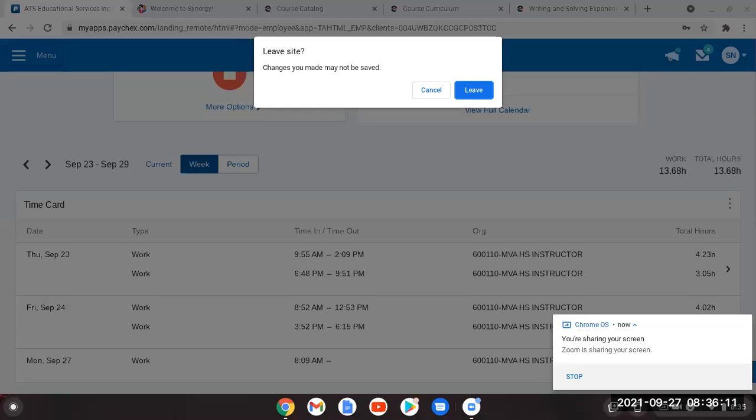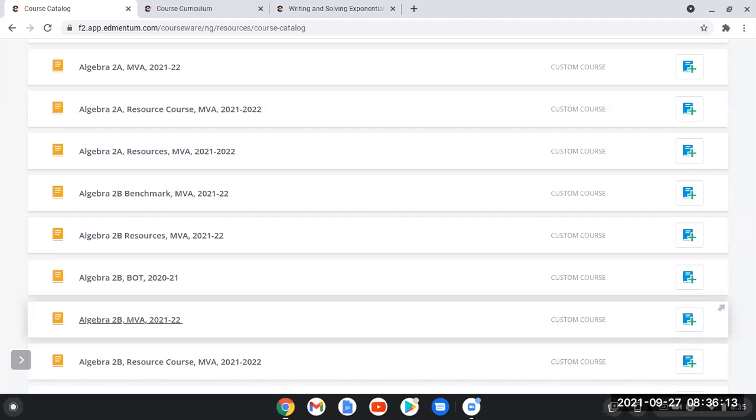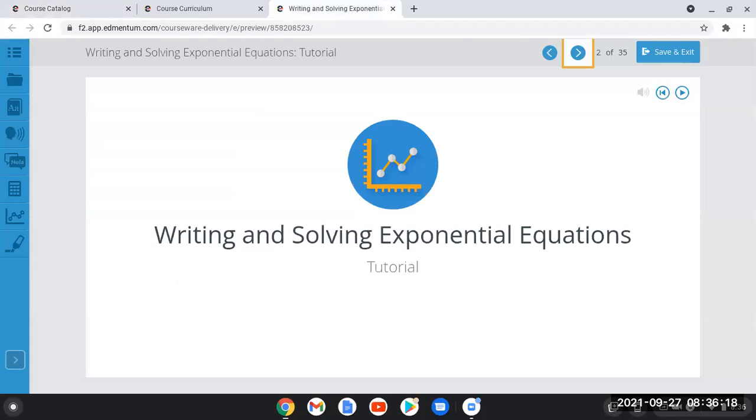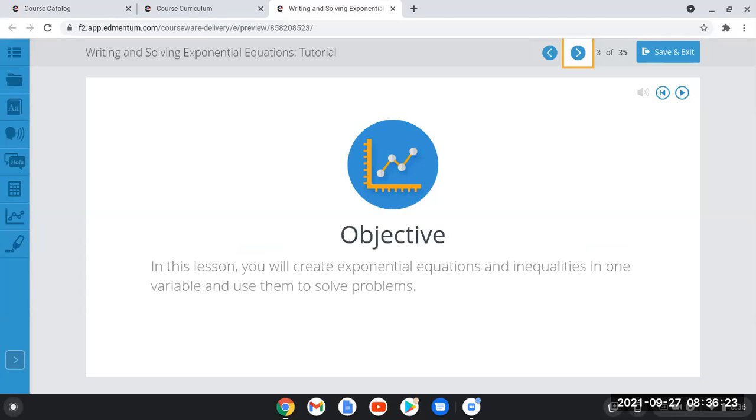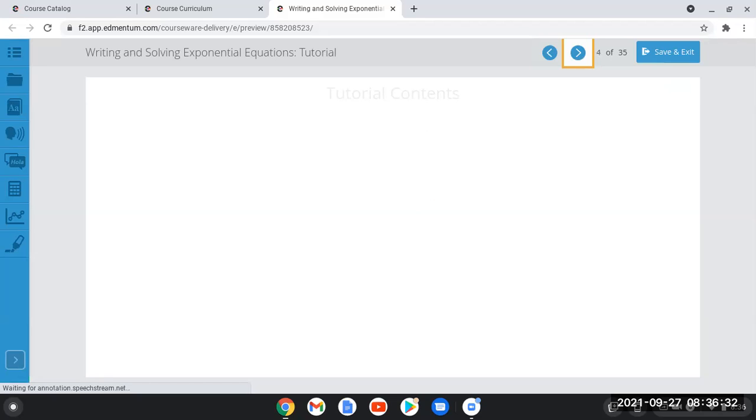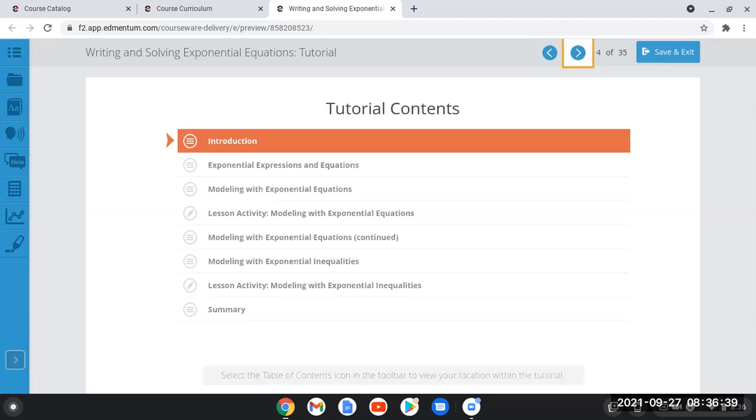All right, let's go ahead and go through the very first example. We will create exponential equations and inequalities in one variable and use them to solve problems. Some of the reasons I've been doing this is that it will come in handy when you are going through your review.